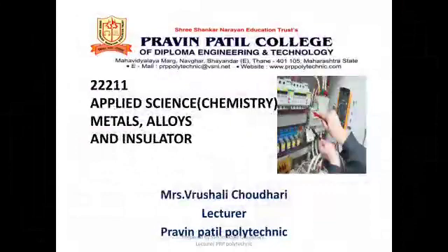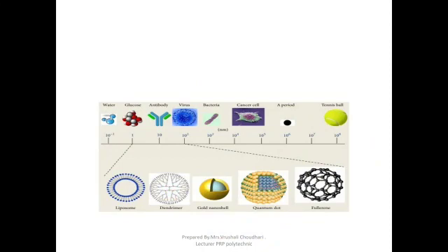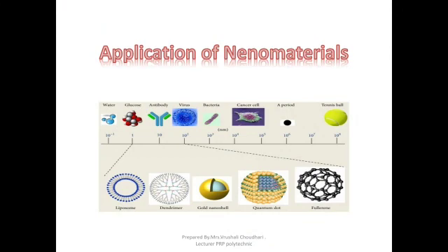Today we are going to learn the third chapter in Applied Science Chemistry: metals, alloys and insulators. Subject code 22211. Earlier we learned metals, alloys and insulators. So what is new about today's topic? Yes, today we are going to learn the new technology. What is that new technology? That is called nanotechnology or nanomaterials. Did you hear this word? Yes. What is the nano?